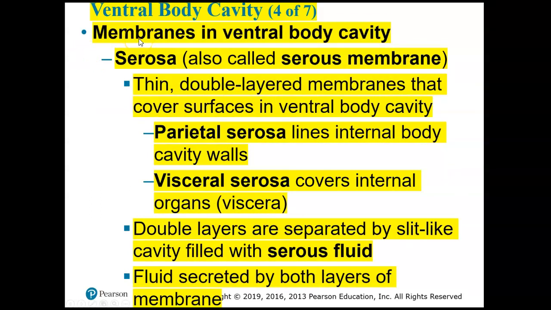All right, there are membranes located in the ventral body cavity. There are three different ones that you need to be familiar with. They're called serous membranes or serosa. They are double-layered membranes. They have an outer layer called the parietal serosa, and then an inner layer called the visceral serosa. The visceral layer always covers the organs. Whatever organs are being protected by that serous membrane, it's the visceral layer that covers those organs. Then the parietal layer is outside of that. So the visceral actually contacts the organs within that cavity, and the parietal doesn't. Between the visceral and parietal layers, there is serous fluid.